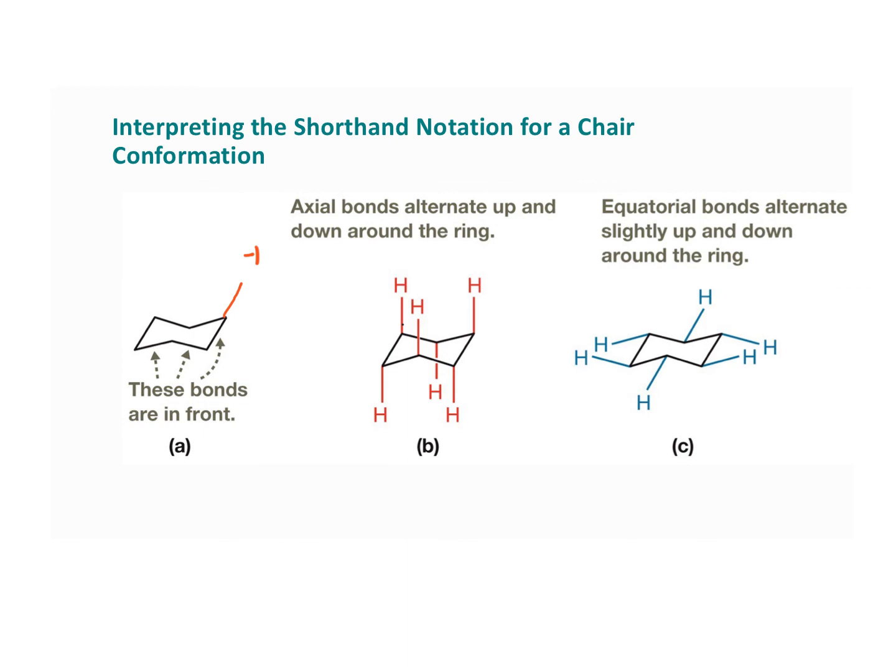Then when we are doing things that are equatorial, these alternate slightly up and slightly down around the ring, okay? So this is slightly down, slightly up, slightly down, slightly up, slightly down, slightly up. All of these are equatorial. Axial, straight up and down on the axis. Equatorial, slightly up, slightly down, but pointing out to the sides, okay?